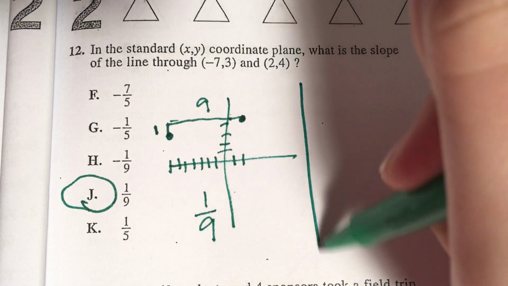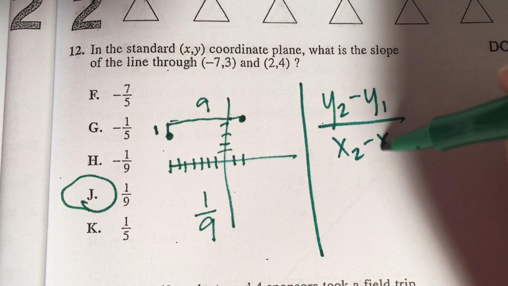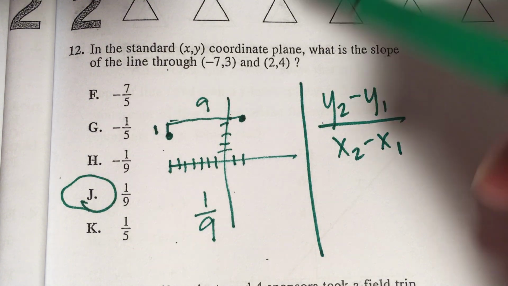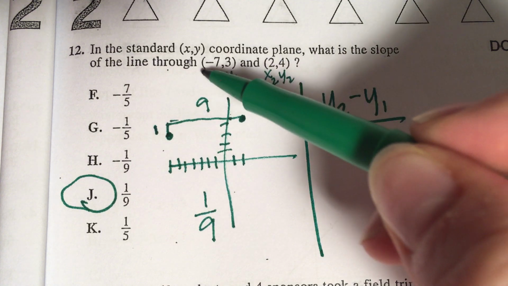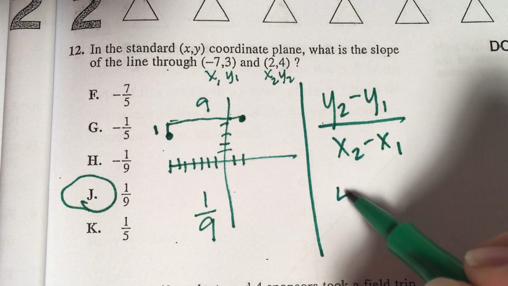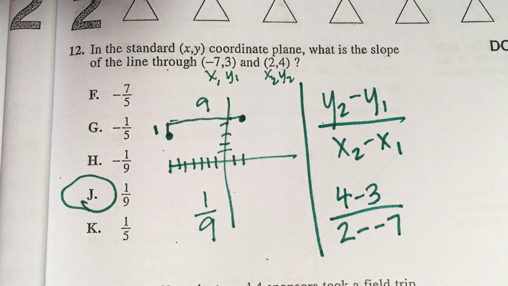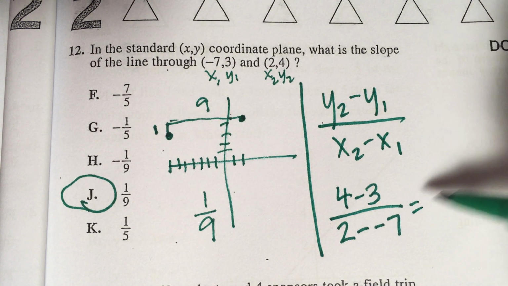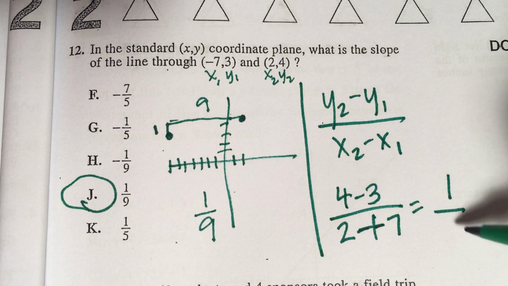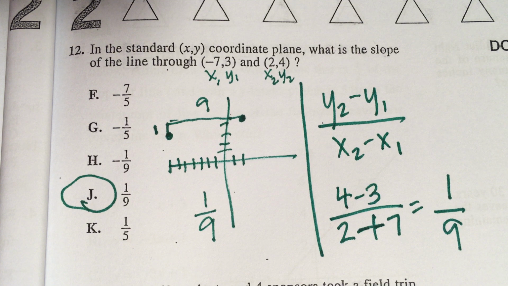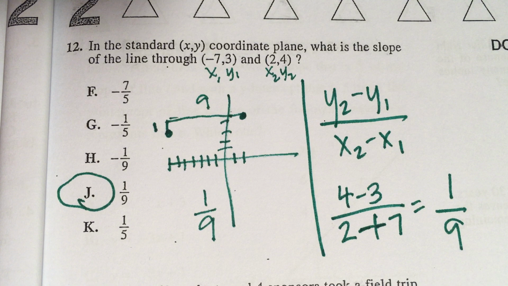If you don't like that method, you can also use the y2 minus y1 over x2 minus x1 method. I would have y2, y1, x2, x1. So I would have 4 minus 3 over 2 minus negative 7. And you would have 4 minus 3 is 1 over 2 minus negative 7. That would turn into a positive sign, 1 over 9. So you could do it that way as well. Either one will work. You can decide which one's faster for you.